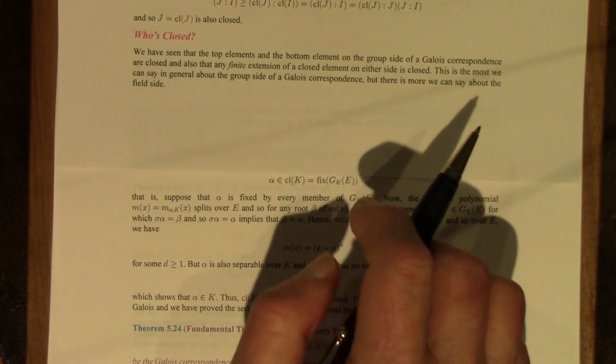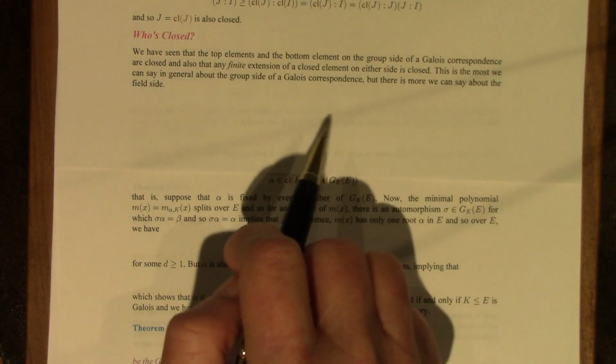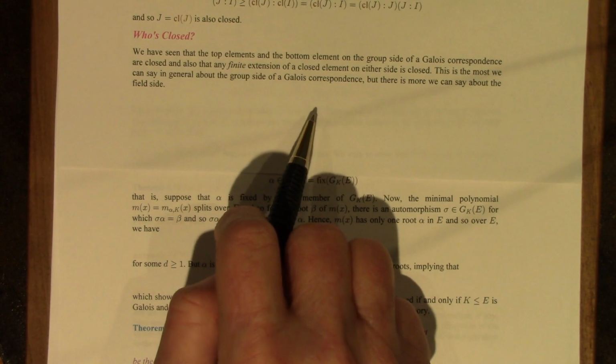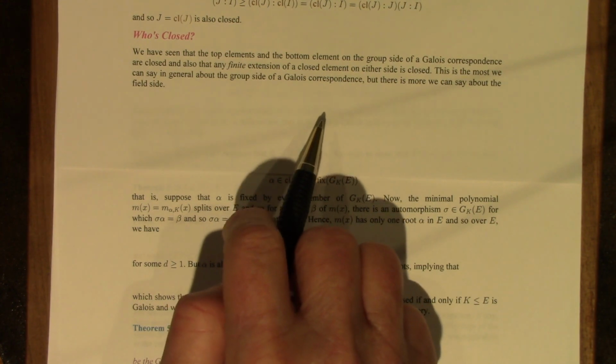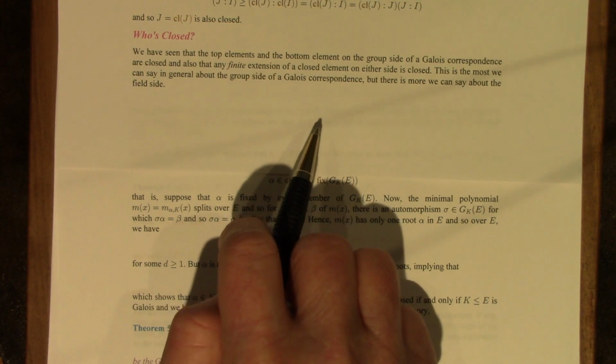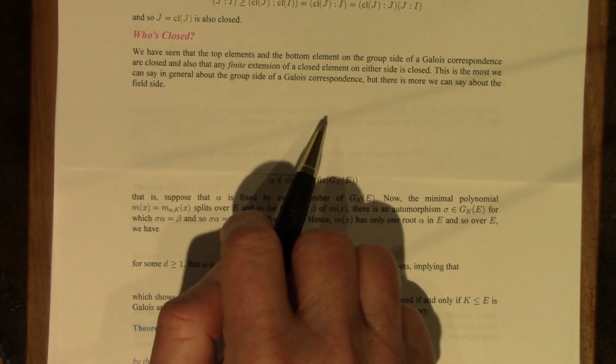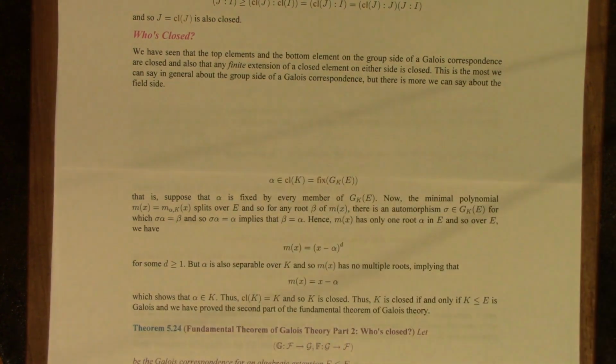So, top elements are closed, bottom element on the group side is closed. Any finite extension of a closed element on either side is closed. That's about the most we can say on the group side.